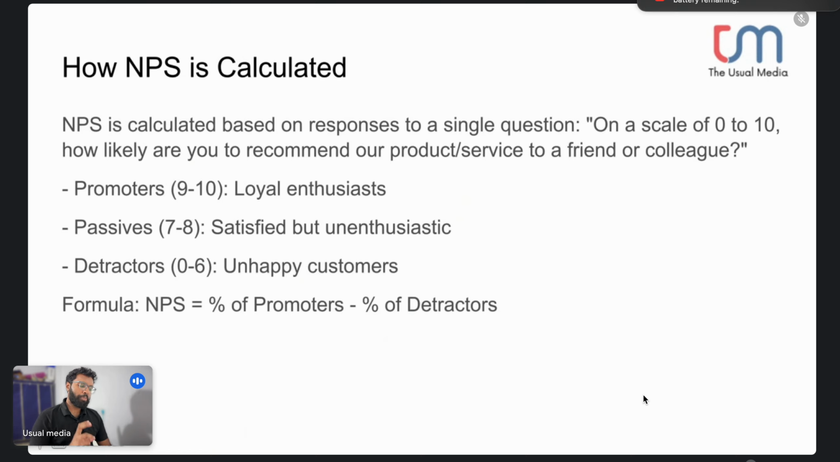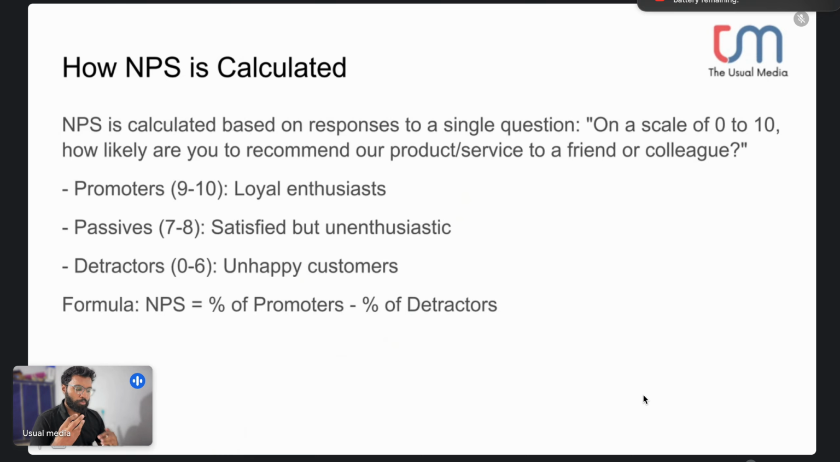So the formula for NPS is the percentage of promoters minus the percentage of detractors. Now here the passives don't come into the picture, because when you come under the segment of passives, you like the product, but the probability is that you won't recommend it to your friend. And NPS is mostly about either recommendation or completely unsatisfied customers, the difference between that.